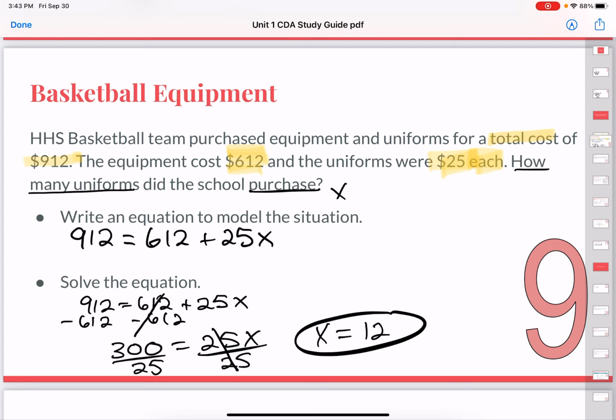So yeah, make sure you're always going back to the context of the problem and making sure that your answer makes sense. Because if I had gotten an answer like 0.75, I would know I messed up somewhere, because there's no way that they're just ordering a fraction of a uniform for a whole team. So 12 makes sense to me. That means that they have 12 people on the team who still need a uniform. All right.